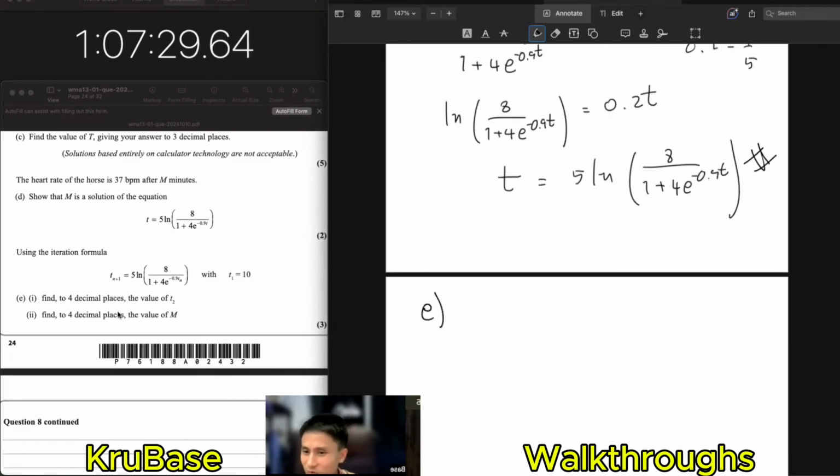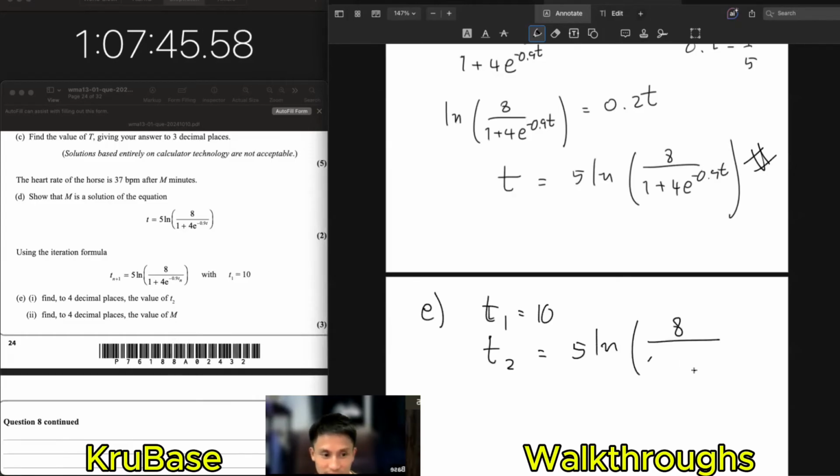Find 4 decimal places. So we're going to use T1 equals 10 first and find T2. I'm going to have to write T2, maybe. They require you to do that. And then later on, we can just do the iterative.